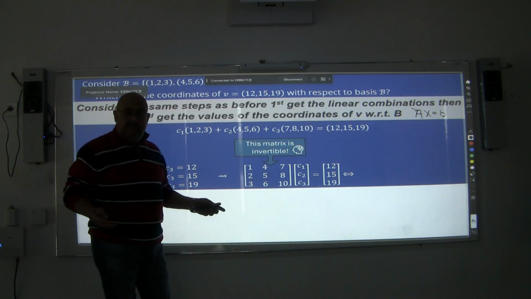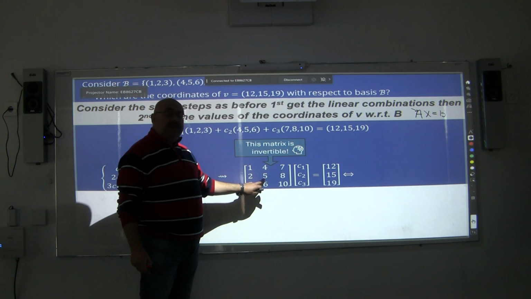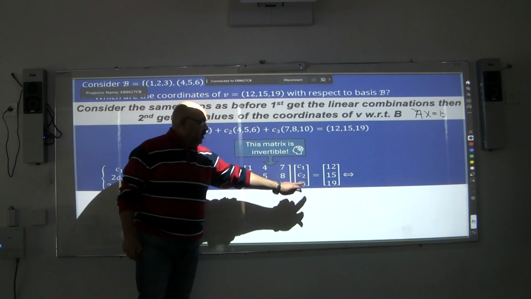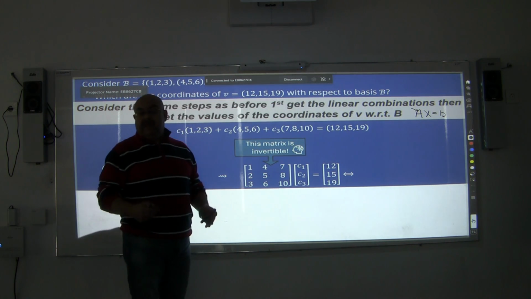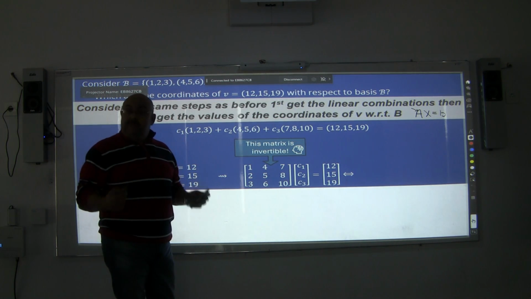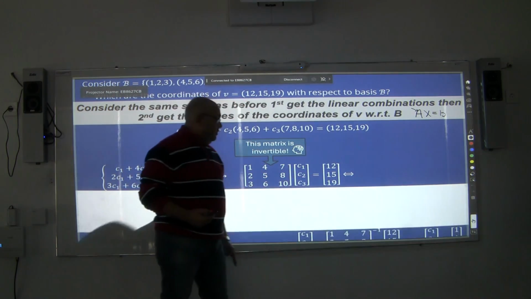I can solve it in plenty of ways. I can get the inverse of this matrix and multiply it by 12, 15, 19. This way I can get C1, C2, C3. Or, as in the previous problem, develop an augmented matrix, where this is the coefficient matrix and that's the result matrix.